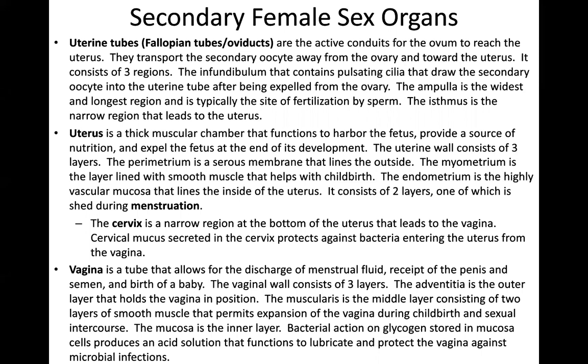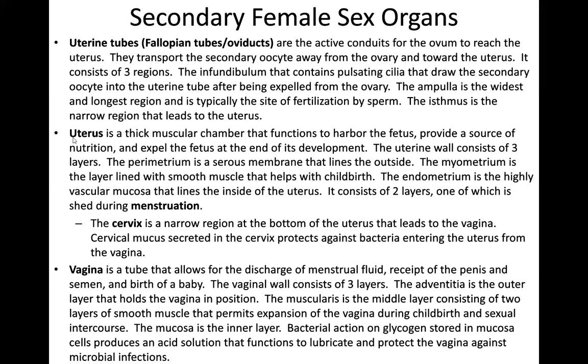The ampulla is the widest and longest region. I highlight this because it's a very important thing, typically the site of fertilization by sperm. And then the isthmus is a narrow region that just leads to the uterus. Notice there is nothing about that egg cell, or I should call it a zygote, staying in the uterine tubes after being fertilized and developing there, because that should be taking place in the uterus.